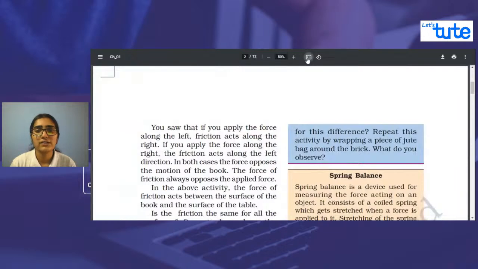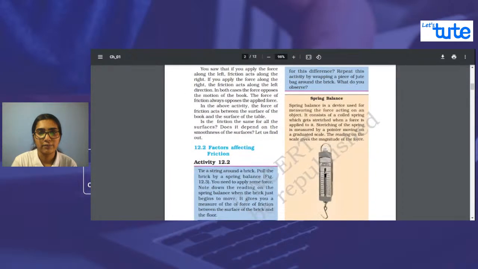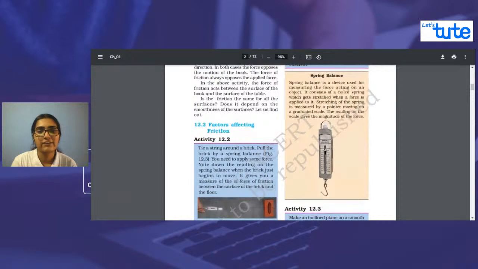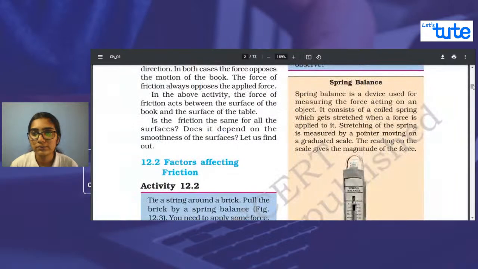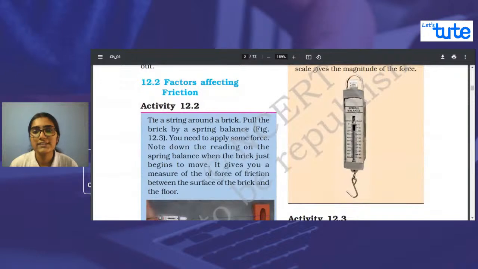Now, for the factors affecting friction, here's an activity. They're going to tie a brick, and after tying a brick, they connect a spring balance. Now, first of all, what is a spring balance? For anyone who's never heard about a spring balance, it is a device used to measure weight. If you want to measure the weight of an object, you take a spring balance. Let me zoom it in for you. This is a spring balance. In this spring balance, there is a hook, there is a holder, and there is a graduated scale.